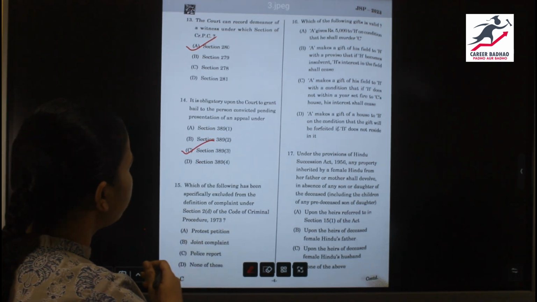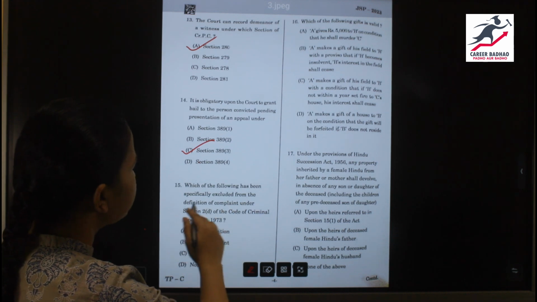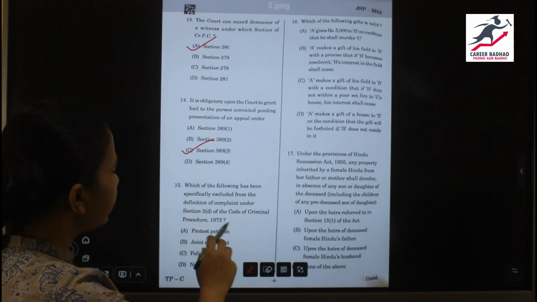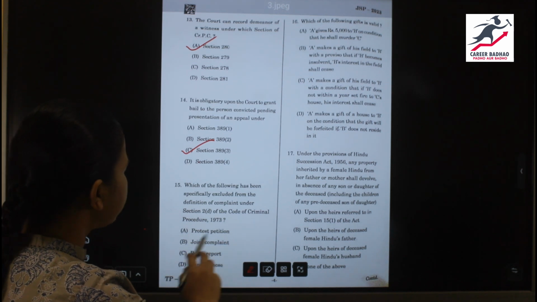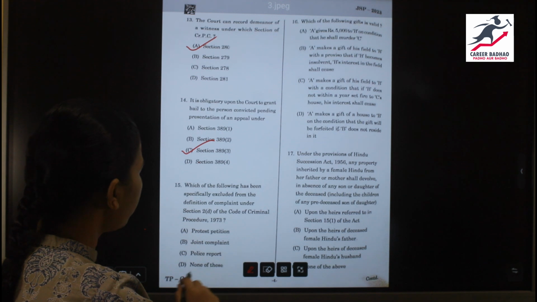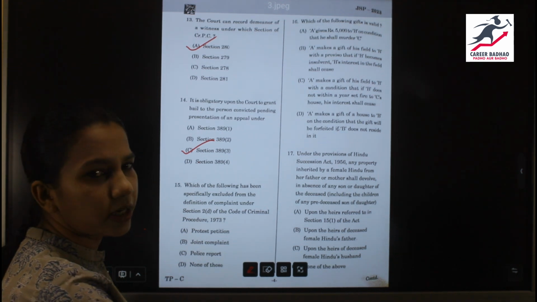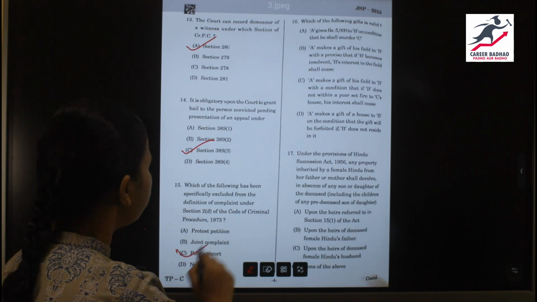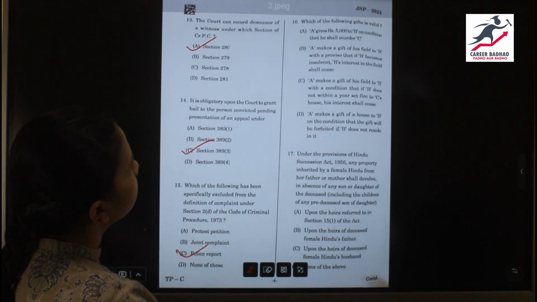Let's move to question number 15. Which of the following has been specifically excluded from the definition of complaint under Section 2D of the CRPC? A. Protest petition, B. Joint complaint, C. Police report or D. None of this. This is also a direct section-based question. So the correct answer is option number C. Police report.